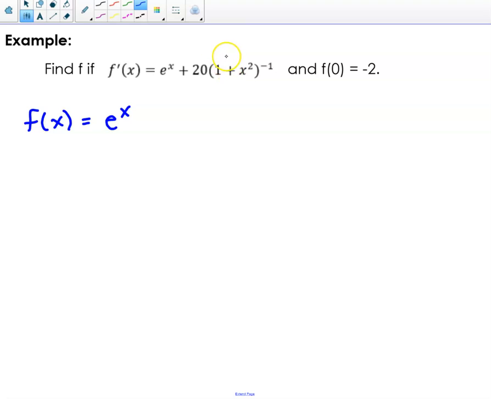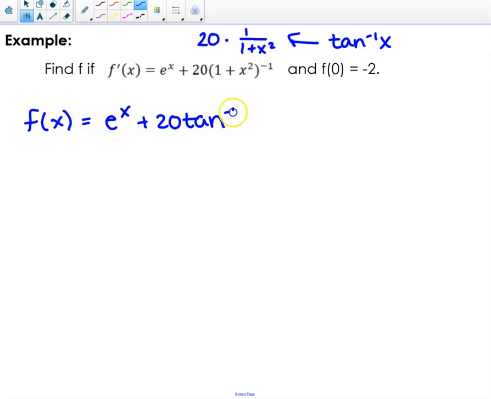Now this 20 times 1 plus x squared to the negative 1, we can rewrite this as 20 times 1 over 1 plus x squared. Now if I took the antiderivative of just this piece, the 1 over 1 plus x squared, that's inverse tan, or arctan. So we have plus 20 inverse tan of x, and then plus c.